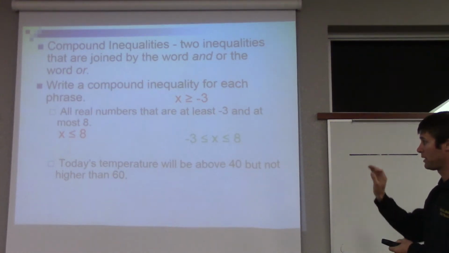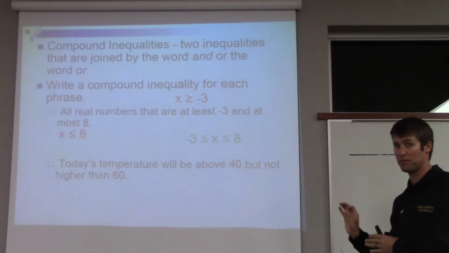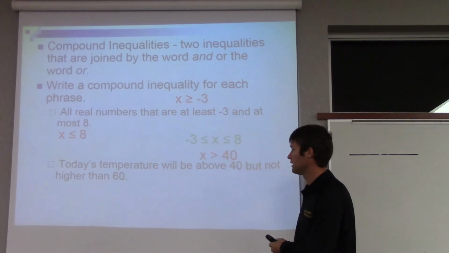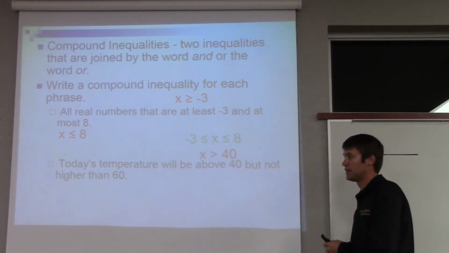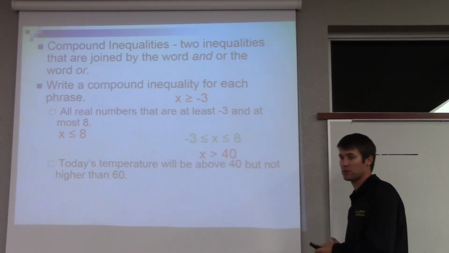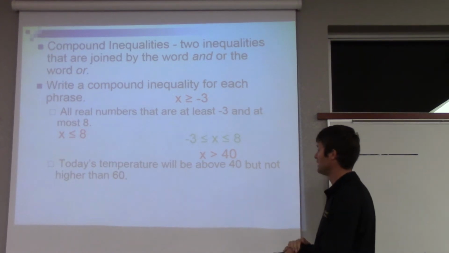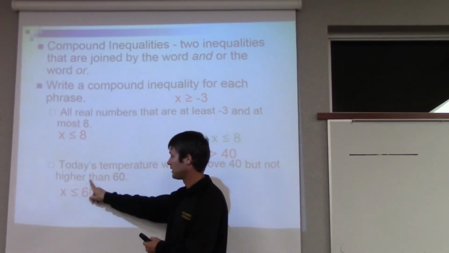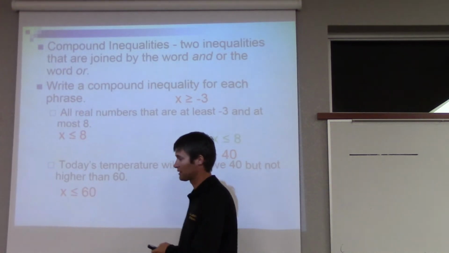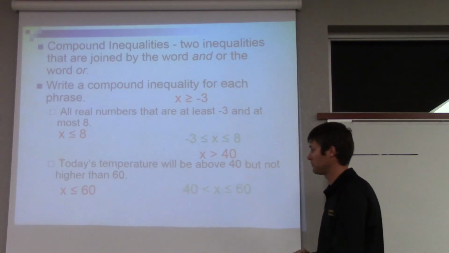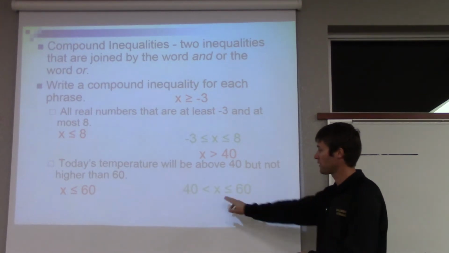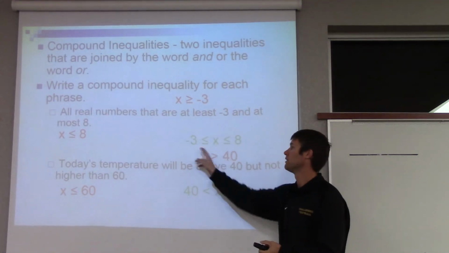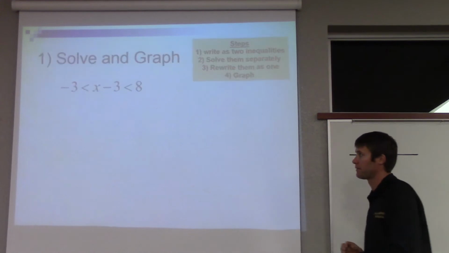Today's temperature will be above 40. Above means we're not going to include it. So it would be x is greater than 40, but no higher than 60. So do we include 60 or not, but not higher than 60? We would include it, but it's not going to be anything greater, so it's going to be less than or equal to that. Again, we combine it into one statement, like that. x is greater than 40, less than or equal to 60. So this is how we want to write it, but this kind of helps us get there.